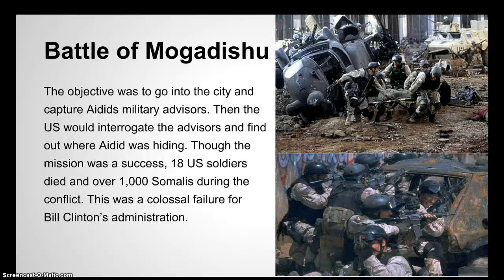Next slide. One of the biggest battles of Somalia was called the Battle of Mogadishu. The objective was to go into the city and capture Aidid's military advisors. Then the US would interrogate the advisors and find out where Aidid was hiding. Though the mission was a success, 18 US soldiers died and over 1,000 Somalis during the conflict. This was a colossal failure for Bill Clinton's administration. So the blank for that one is Aidid's military advisors.